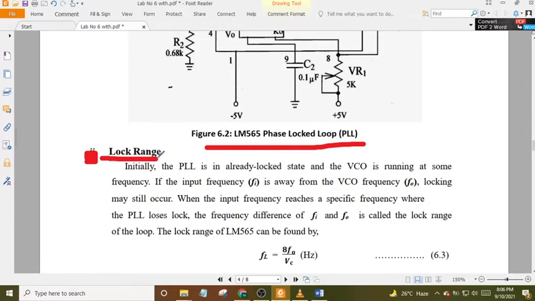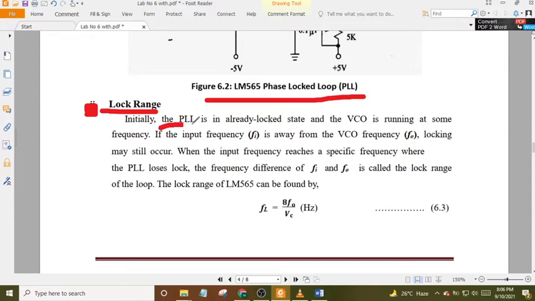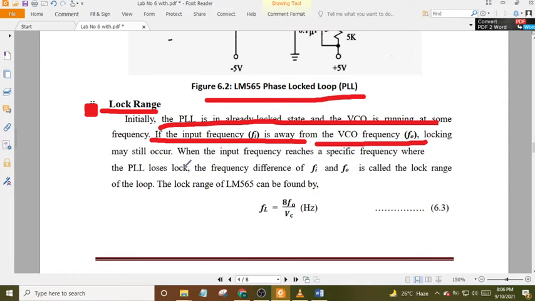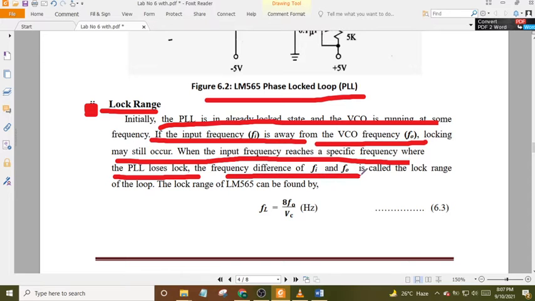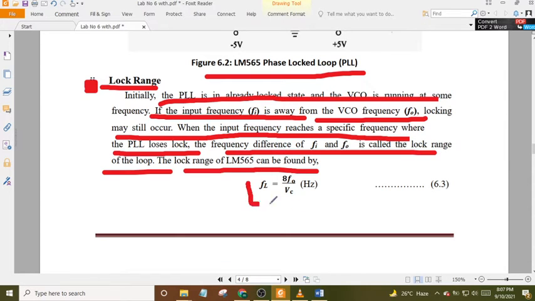Lock range. Initially the PLL is in a locked state and the VCO is running at a free-running frequency. If the input frequency, fi, is moved away from the VCO free-running frequency, fo, locking may still occur. When the input frequency reaches a specific frequency where the PLL loses lock, the frequency difference beyond fo is called the lock range of the PLL. The lock range of the LM565 can be found by fL equals Hz, 6.3.